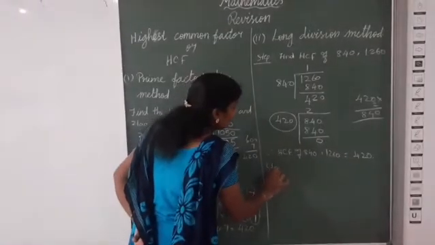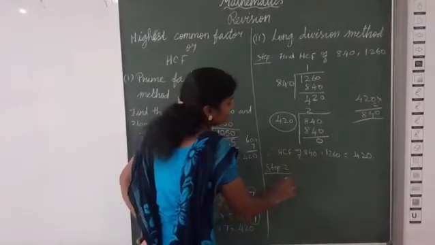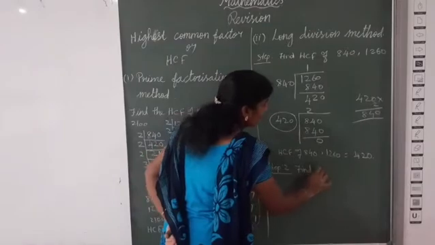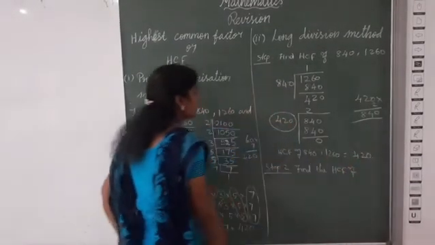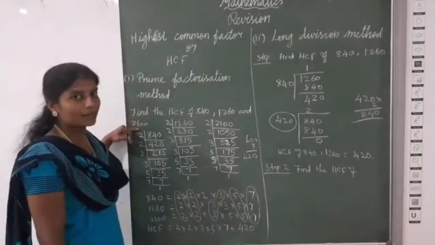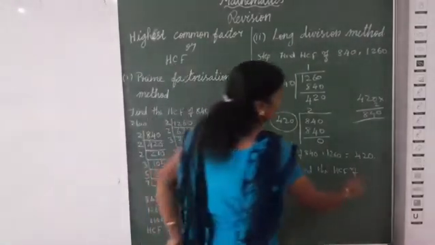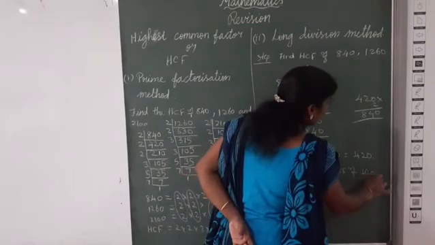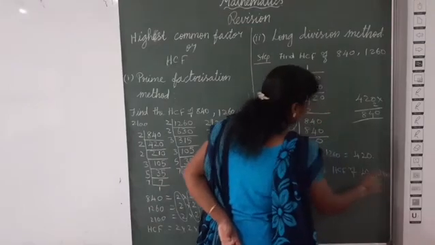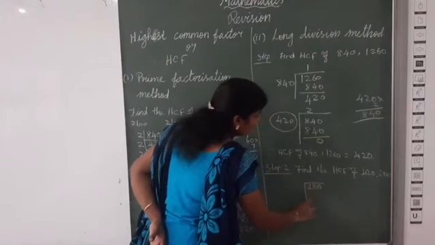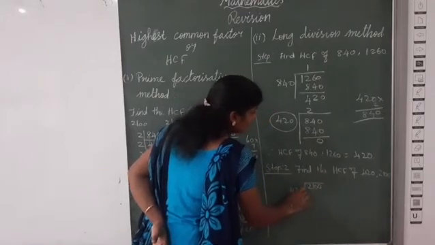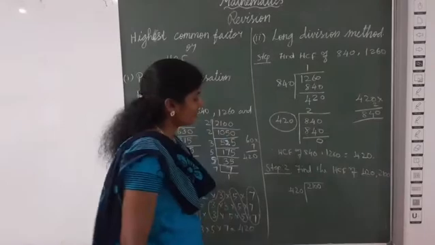Then next step. Find the HCF of 420 and the third number 2100. 420 and 2100. Which is the big number? 2100. That is the dividend. 420 is the divisor.